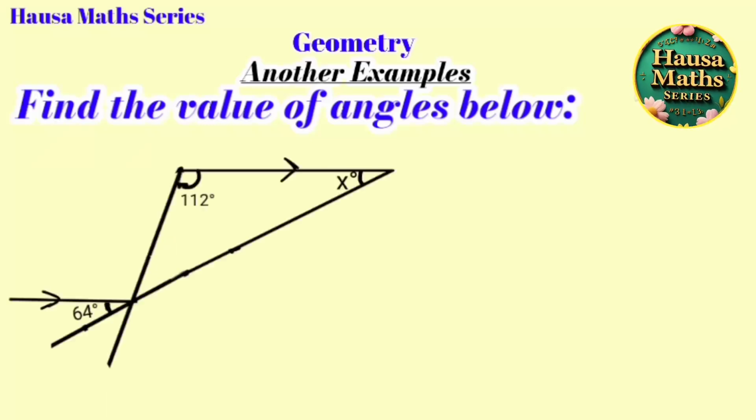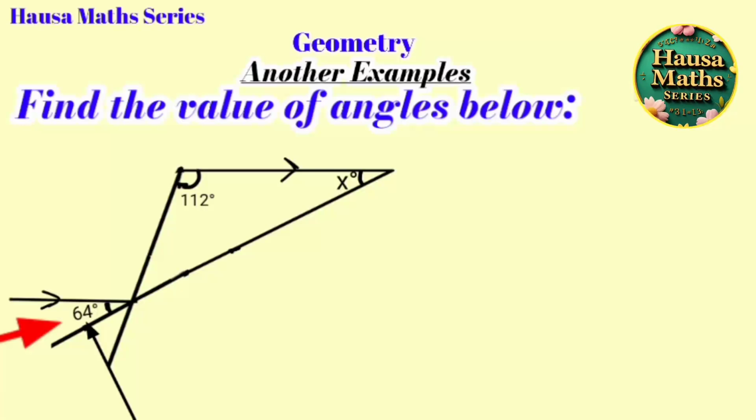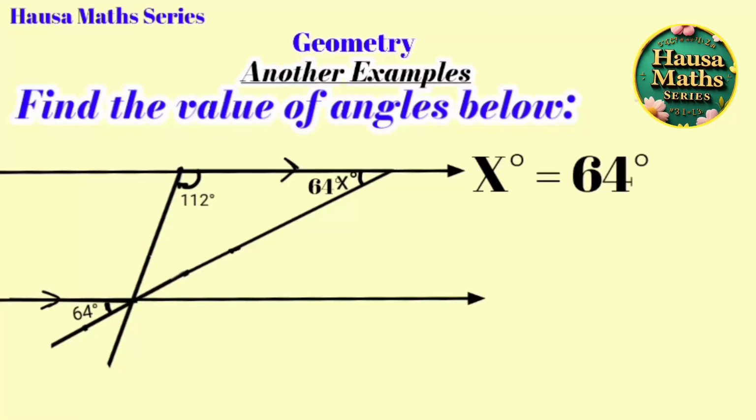In this example, as you can see, we have the value of x degrees here, and here we have 64 degrees. When we take a look, this x degree and this 64 degree are corresponding angles, therefore they are also equal. Therefore the value of x degrees is 64 degrees. Then we can take a look at that angle, which is 120 degrees. So we are going to consider this parallel line to solve this issue.